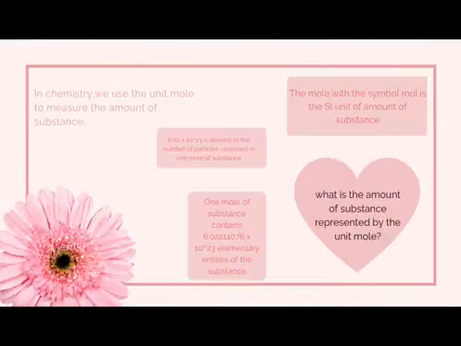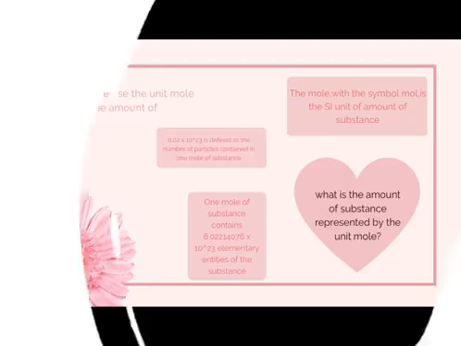According to the International Union of Pure and Applied Chemistry, the new definition of mole is as follows. The mole, with the symbol mol, is the SI unit of amount of substance. 1 mole of substance contains 6.02214076 × 10^23 elementary entities of the substance. This number is a fixed value known as the Avogadro constant, expressed in mol^-1. The Avogadro constant is also called the Avogadro number.